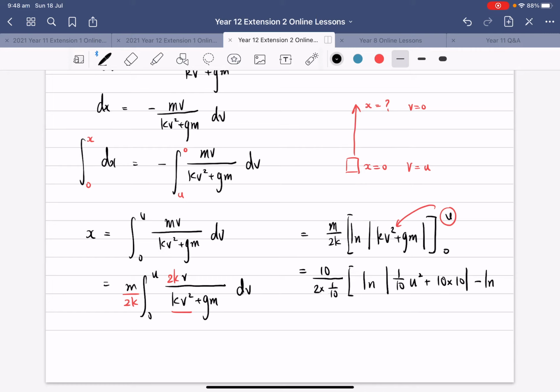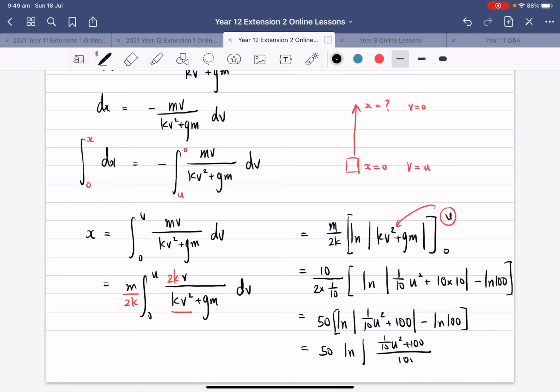Minus. Now you need to substitute 0 inside. Just be careful when you substitute 0 inside, it does not always disappear what's inside. So when you put a 0 inside v here, that part disappears. However, you still have gm, which is equal to 100. So that gives you ln 100. Okay, I hope that's right. All right, so that's 50 ln absolute value 1 over 10 u squared plus 100, minus ln 100. So that becomes 50 ln, let's do division, 1 over 10 u squared plus 100 divided by 100.